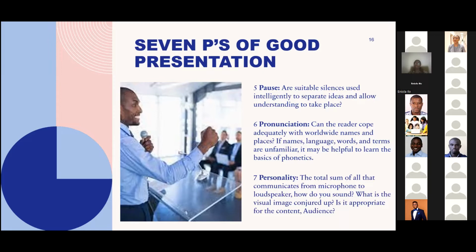And then number 7 is personality, and that is the total sum of all that communicates. You're concerned about the microphone, the loudspeaker, the position of the microphone. You're concerned about where you place it, what is the right microphone, and now it's more technical, the techniques that aid in communication. But more so for me, if these things are not there, then it's just about how audible you are. How do you make yourself present, and how do you engage your audience using eye contact, gestures or nonverbal cues, as we saw earlier.